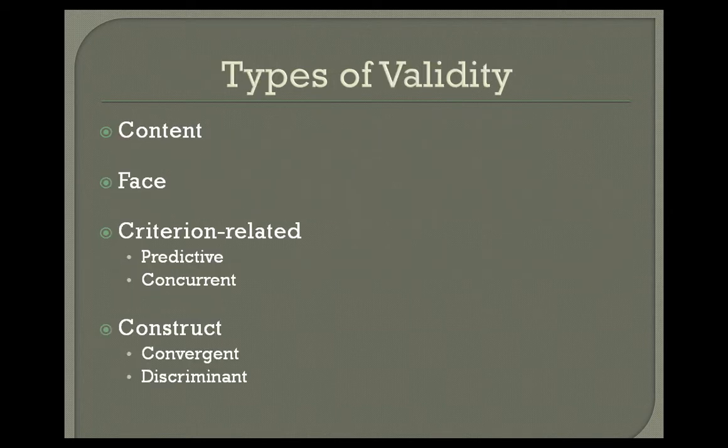There are several types of validity. And whereas reliability gets at the accuracy of a measure, so if we measure something twice, will we get the same number? Validity asks if the test measures what it says it measures. And there are several types of validity. Content validity is the first.